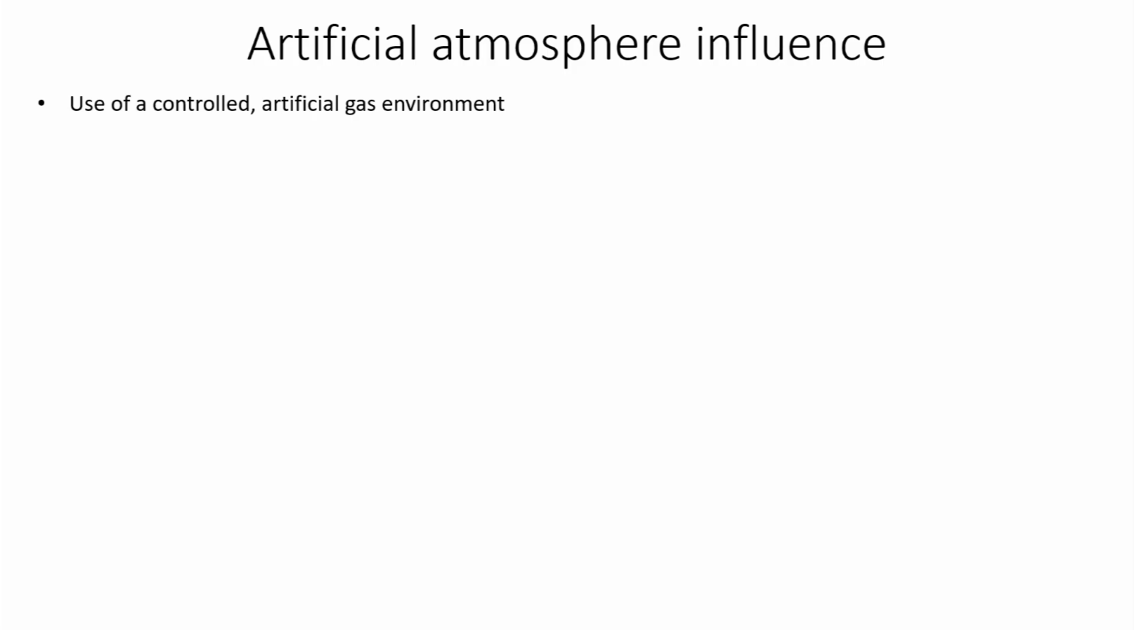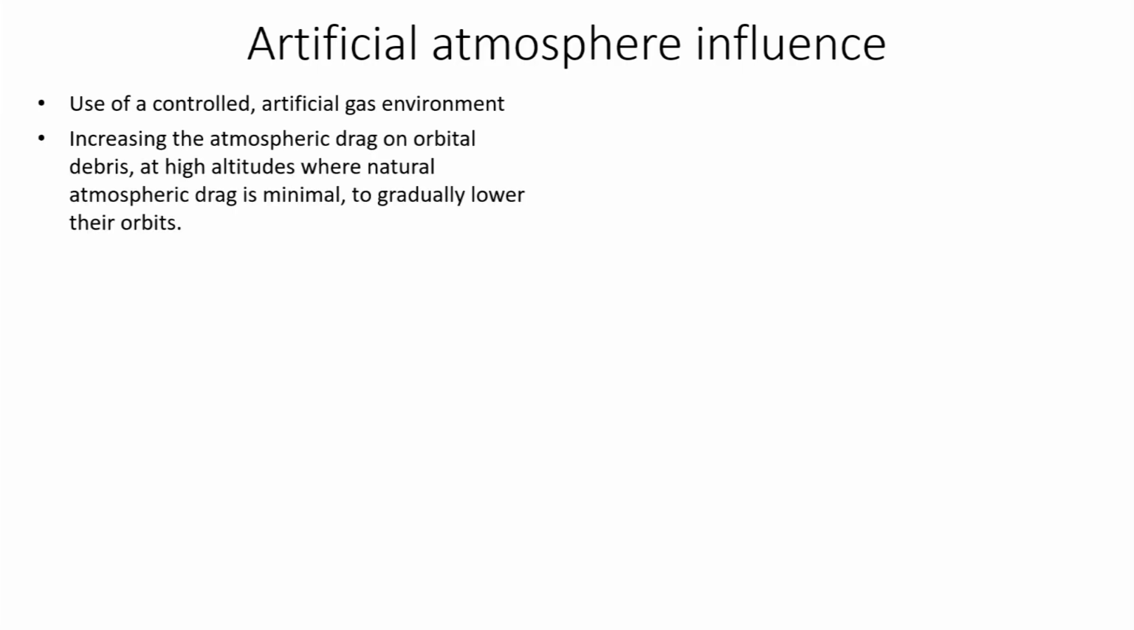Here it is the use of a controlled and artificial gas environment. So, what is done here? You can increase the atmospheric drag on orbiting debris at high altitudes, where the natural atmospheric drag is minimal, to gradually lower their orbits. By using this type of artificial atmosphere, the orbital altitude of the debris can be decayed and it can re-enter into the Earth's atmosphere.